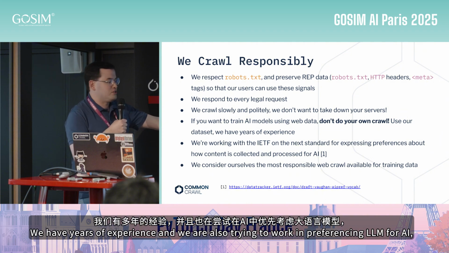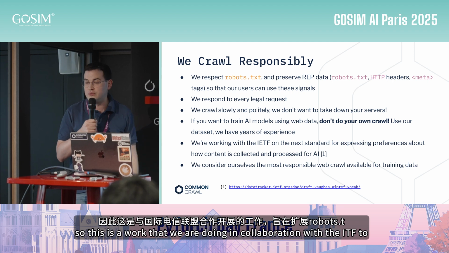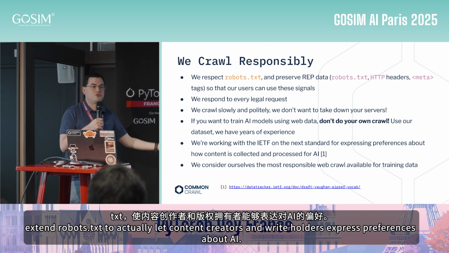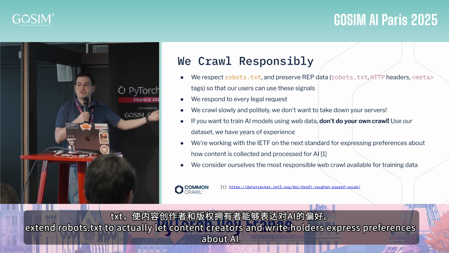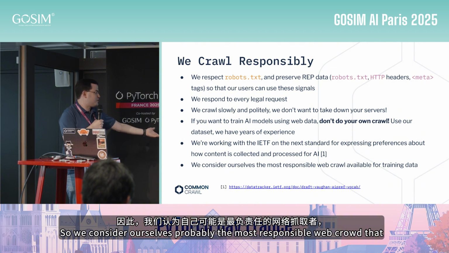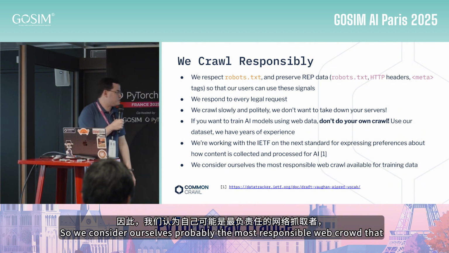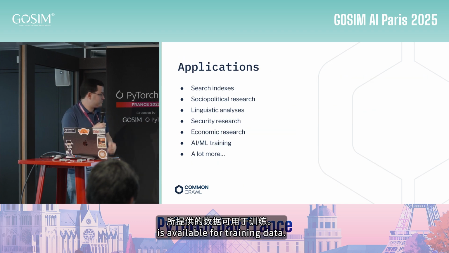And we are also trying to work on preference signaling for AI. This is work that we're doing in collaboration with the IETF to extend robots.txt to actually let content creators and rights holders express preferences about AI. So we consider ourselves probably the most responsible web crawl that is available for training data.